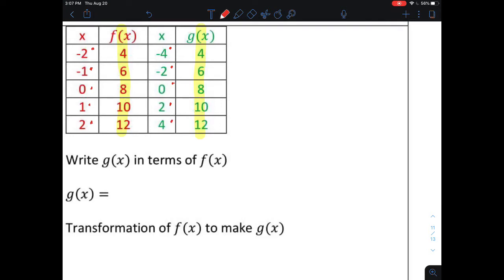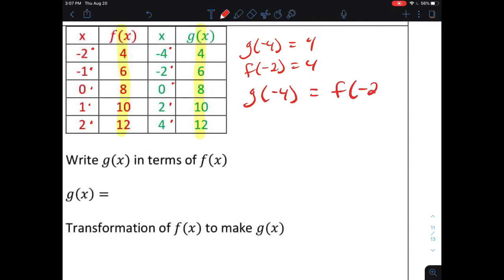And I'm just going to pick the first two again. So g of -4 equals 4, and f of -2 is equal to 4. So I know that these two things are equal. g of -4 is equal to f of -2. Now our goal is to write g in terms of f of x. So that -4 is technically x. So I want to come up with a way to write the inside of f, showing this adjustment of me doubling my x values of f to create g.